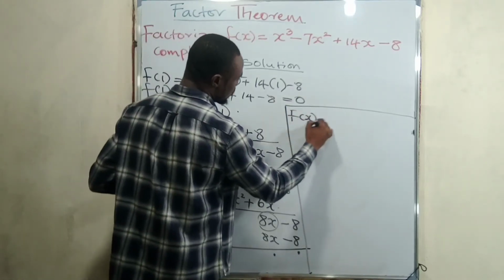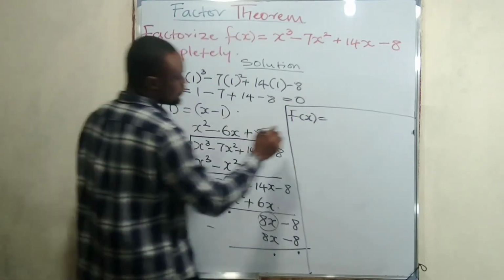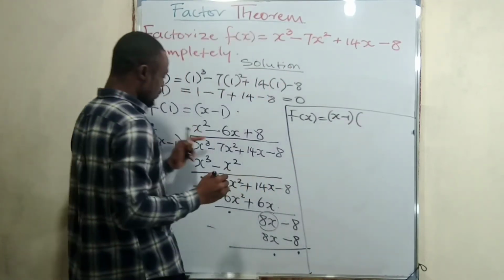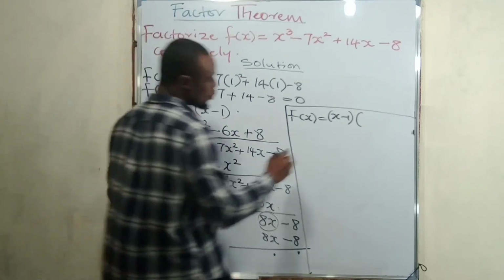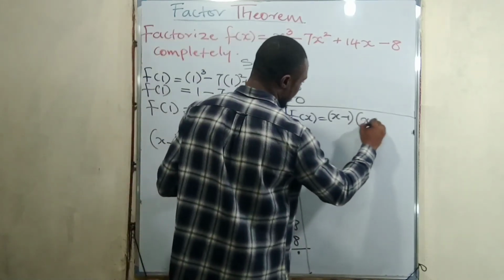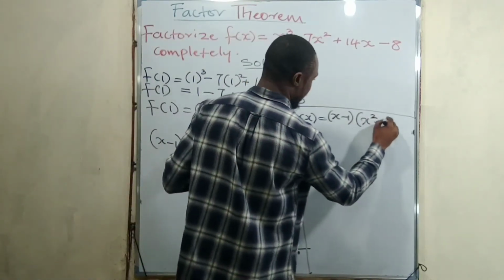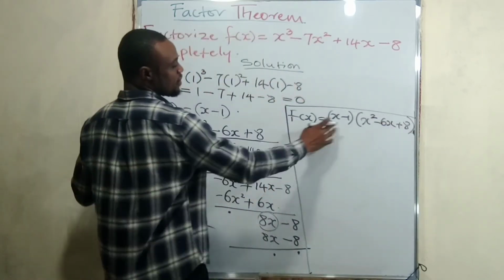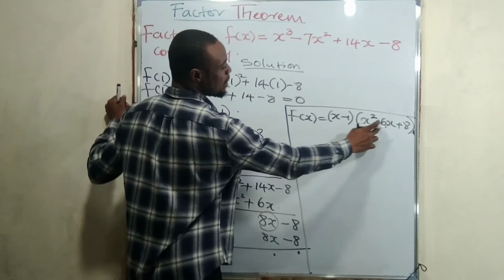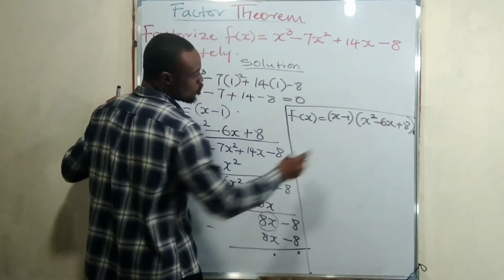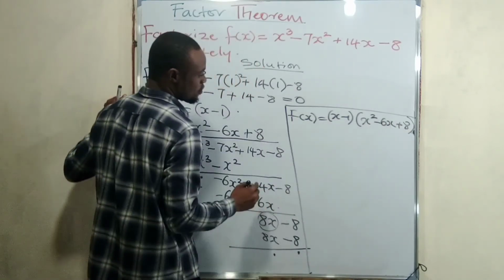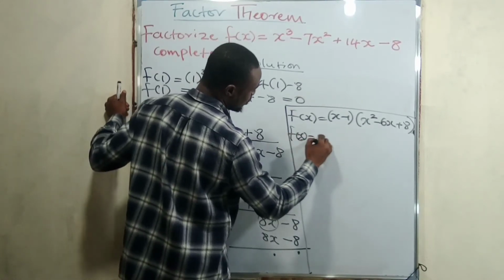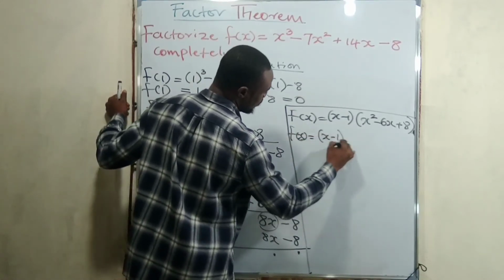F of x, which is equal to, now is the first factor is what? X minus 1, and the second factor, which is the quotient up here, is what? X squared minus 6x plus 8, close bracket. So we have x minus 1, x squared minus 6x plus what? 8. So we need to factorize this expression. So I have what? F of x to be equal to. So I'm going to be bringing them gradually one like this.